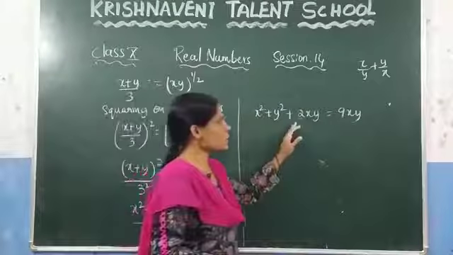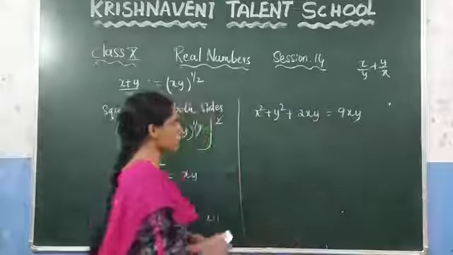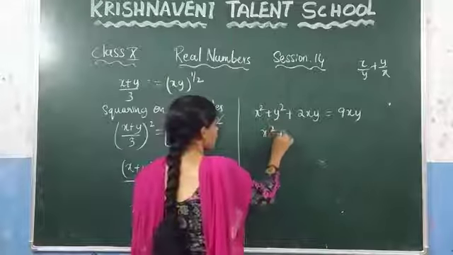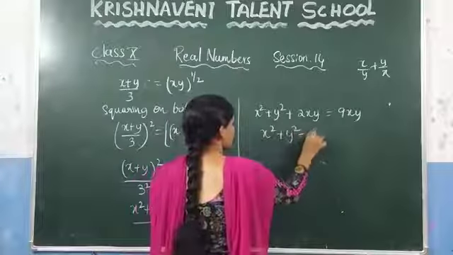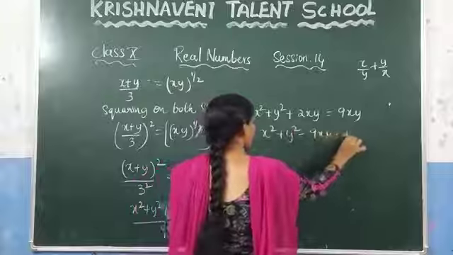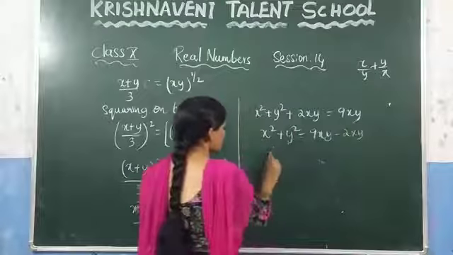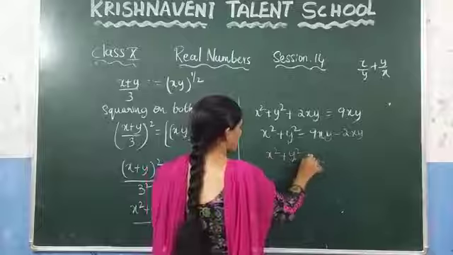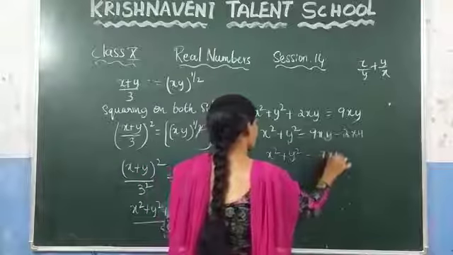Now take this plus 2xy to that side, it will become minus 2xy. What you will get here? x square plus y square is equal to 9xy minus 2xy, which is 7xy. So x square plus y square is equal to 7xy.